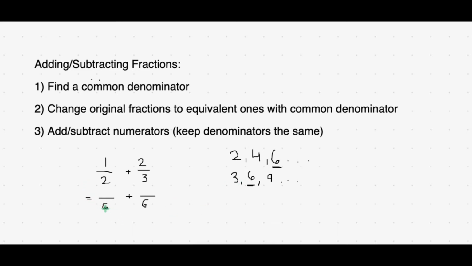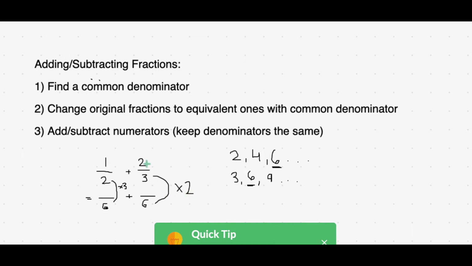Now to get from 2 to 6, we have to multiply by 3, right? And to get from 3 to 6, we have to multiply by 2. So to get the numerators, we have to do the exact same thing. Over here, we multiplied by 3 on the bottom, so we do the same on the top. 1 times 3 is 3. And to get from 3 to 6 on this side, we multiply by 2, so we'd multiply 2 by 2 to get 4. You just multiply the top and the bottom by the same number in order to get an equivalent fraction.